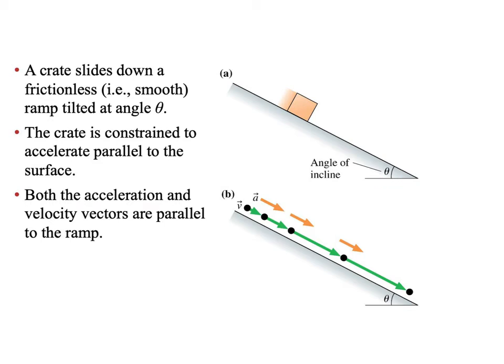We often say that this is the angle to the horizontal. This is the horizontal direction, and we make this angle to it, which we call theta. Because it's stuck on the ramp, the crate is constrained to also accelerate parallel to the surface. And so we get motion diagrams that look something like this. The velocity steadily increases, and the acceleration points downward, always along the ramp.